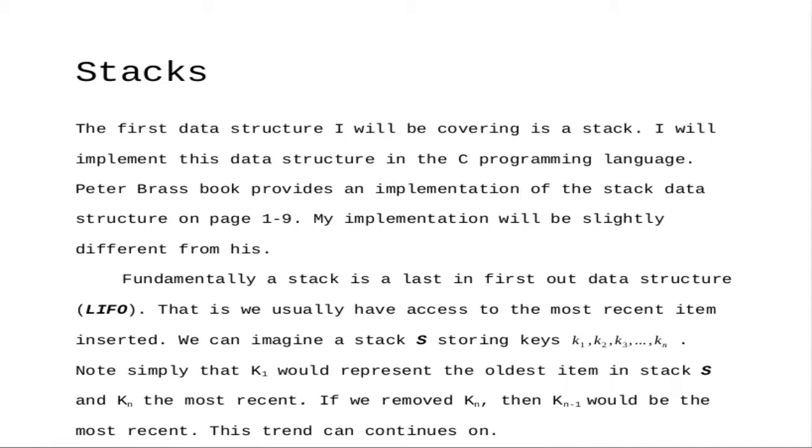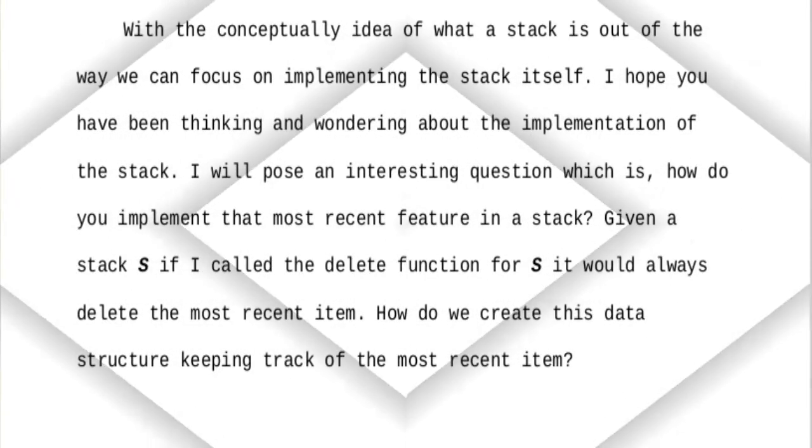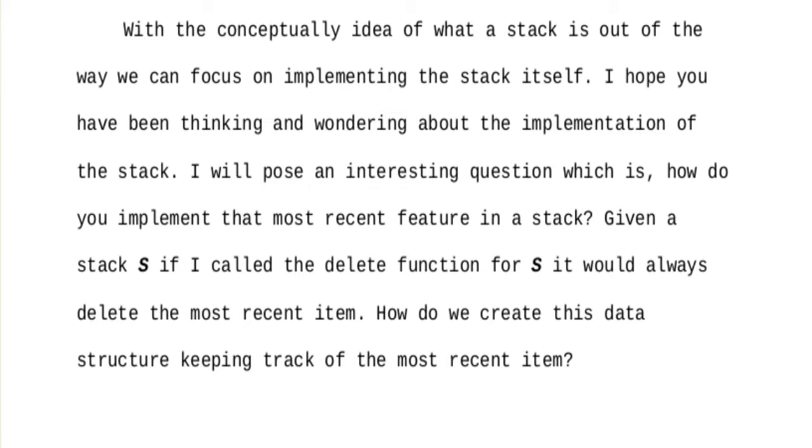Fundamentally, a stack is a last-in first-out data structure, LIFO. That is, we usually have access to the most recent item inserted. We can imagine a stack S storing keys K1, K2, K3 to Kn. Note simply that K1 would represent the oldest item in stack S and Kn the most recent. If we remove Kn, then Kn minus 1 would be the most recent. This trend continues on. With the conceptual idea of what a stack is out of the way, we can focus on implementing the stack itself.